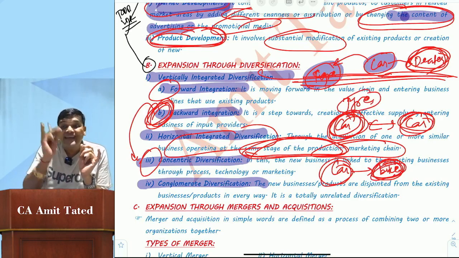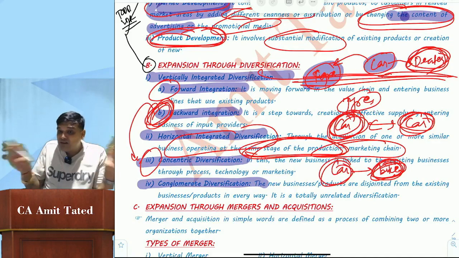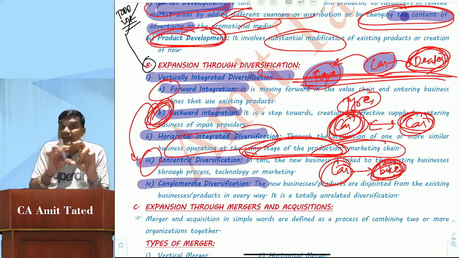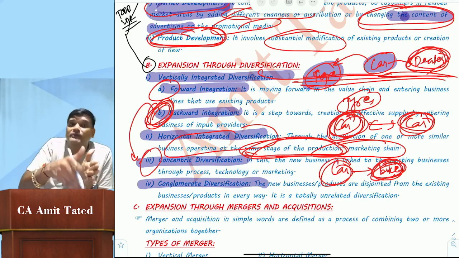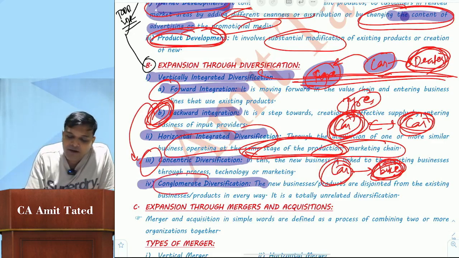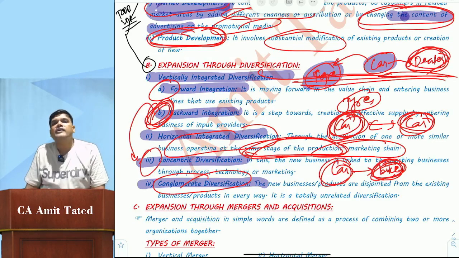No. If it is an existing chain of the process, then it is called vertical. It is called vertical if it is in the process. But if it is not in the process, it is separate but related to that process, and then it is called concentric. And the last concept is conglomerate: no relation at all. A car manufacturing company starting cement manufacturing is conglomerate diversification.